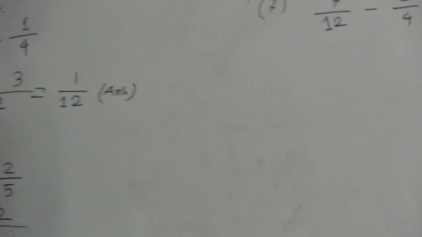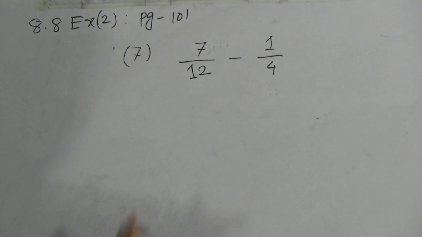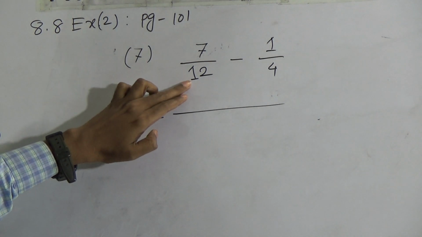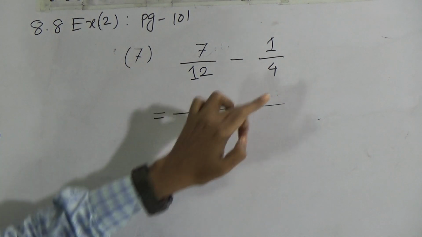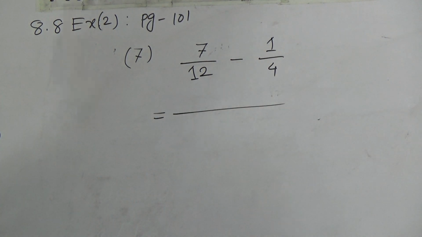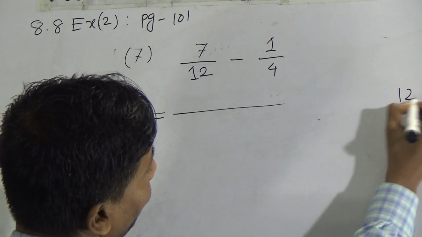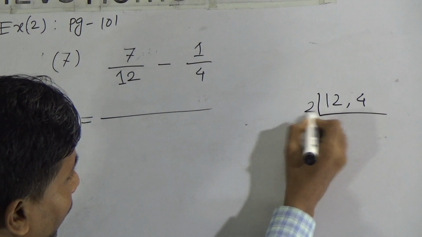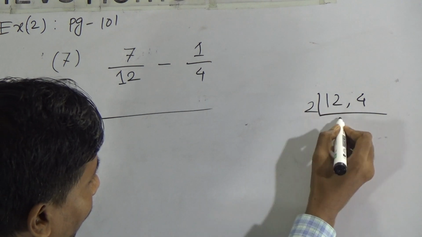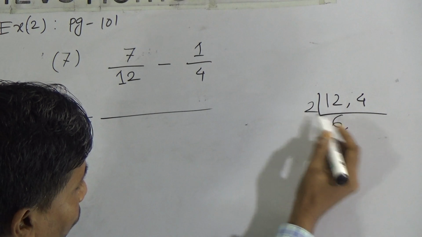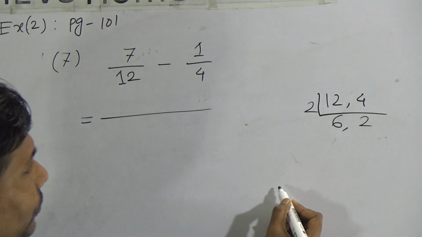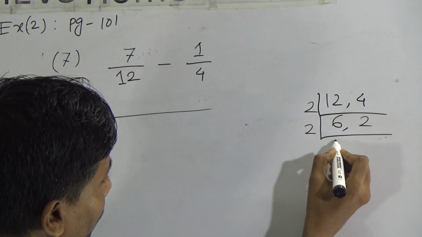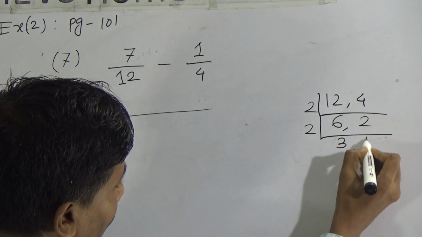Okay student, now see the question number 7. You see, the denominators are 12 and 4. So we have to do the LCM. Look, 12 and 4. You see both the numbers are divisible by 2. Right here 2. Then divide 12 by 2, then you get 6. Similarly, divide 4 by 2, then you get what? 2. Now select here 2, then 6 is divisible by 2, then you get 3. Similarly 1.